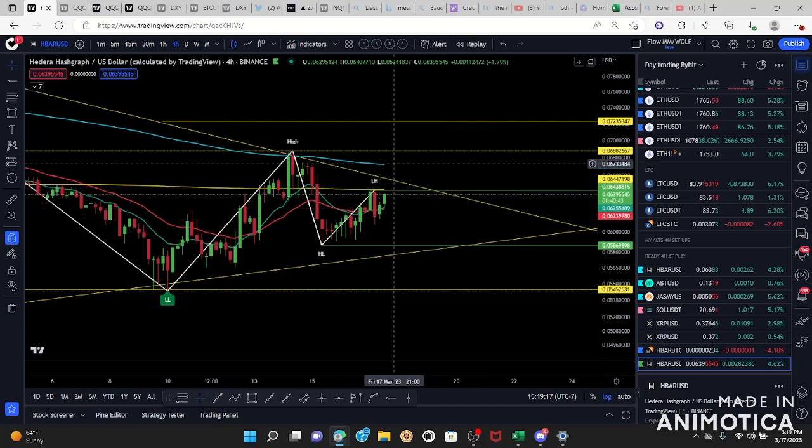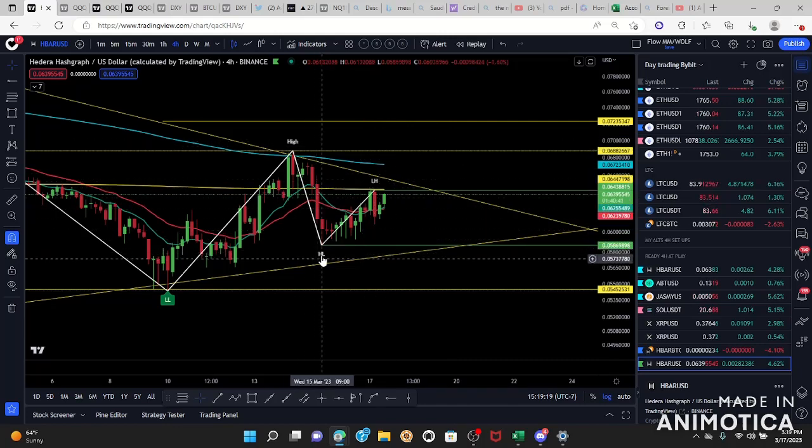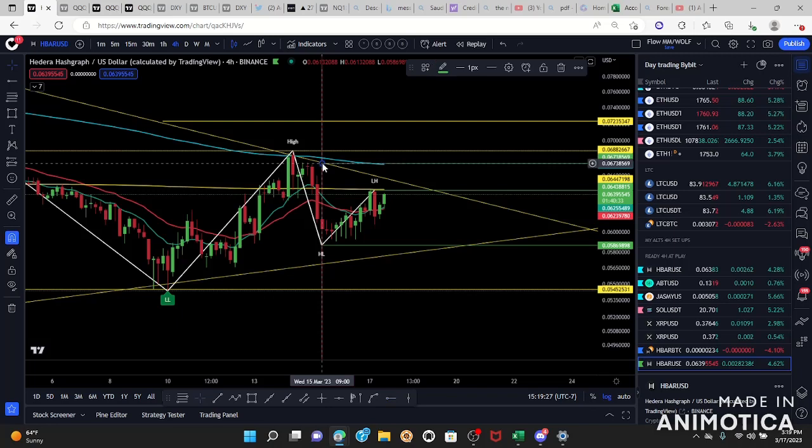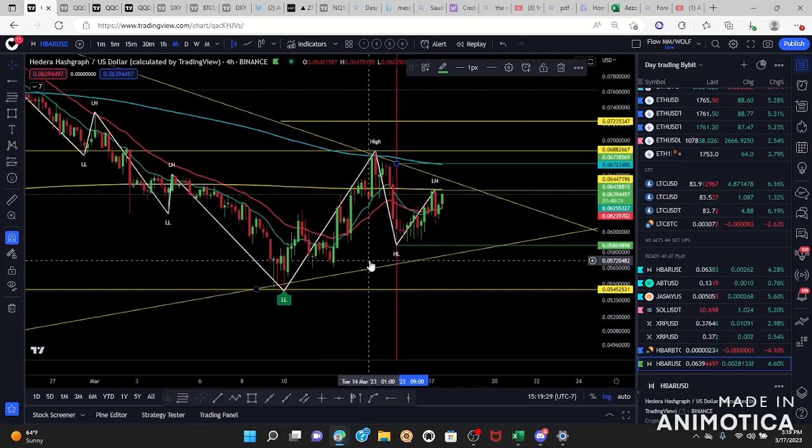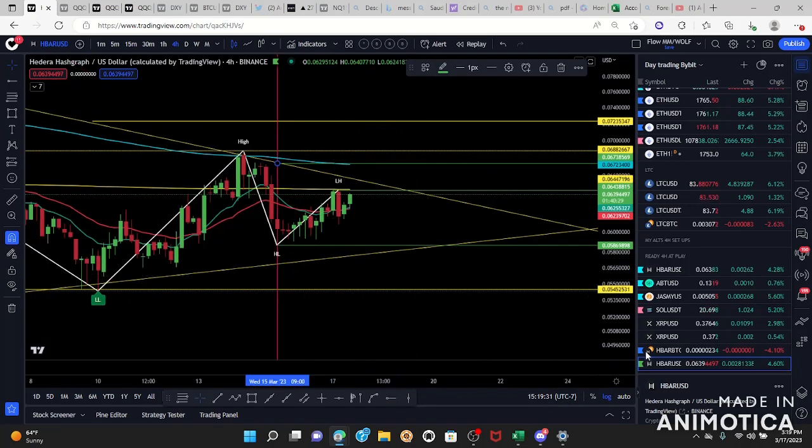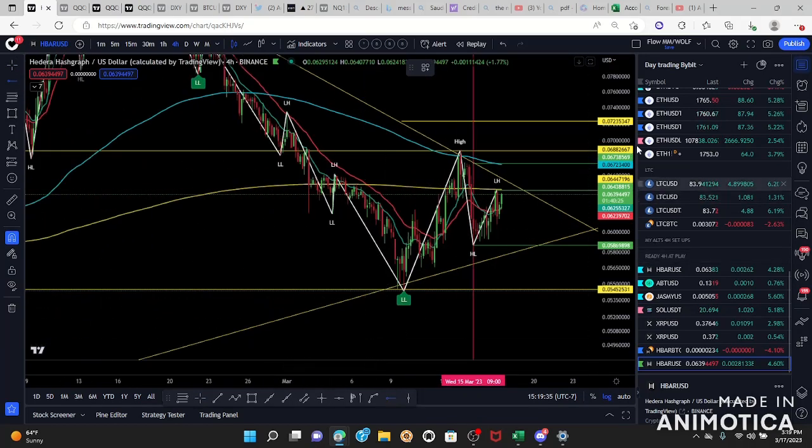So if we were to break to the upside, that will be our lowest price action, right? And this would be my first target. So that would be the goal, but look at it, just look at it.